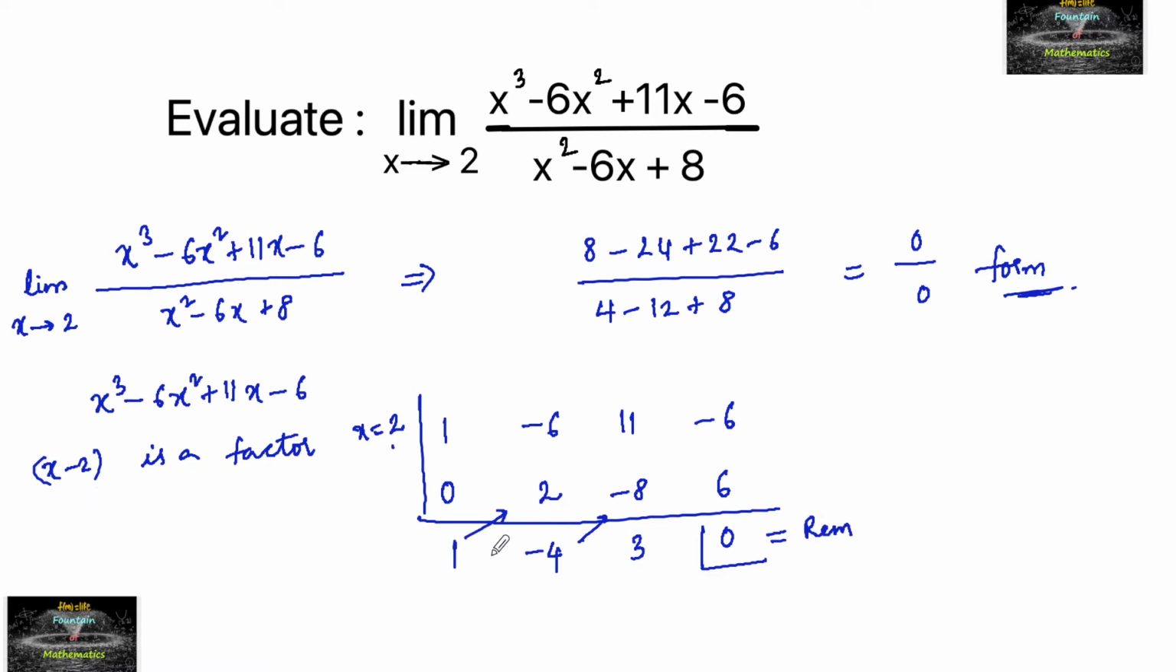Since x − 2 is a factor, we got the other factor x^2 − 4x + 3. So we can write this polynomial as (x − 2) into (x^2 − 4x + 3). We can also observe that clearly the sum of coefficients is 0: 1 minus 4 plus 3 is 0. So we can take x = 1 as a factor.